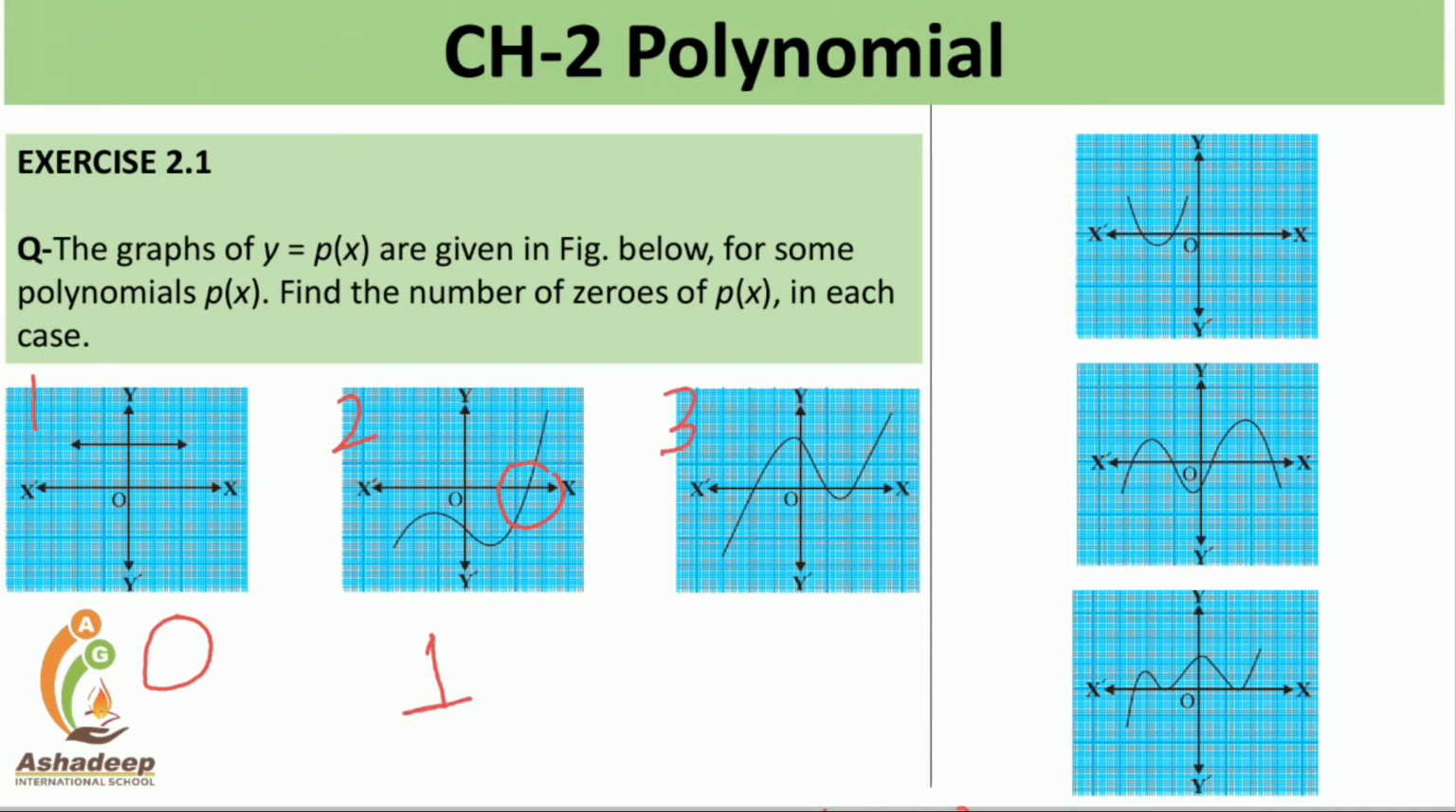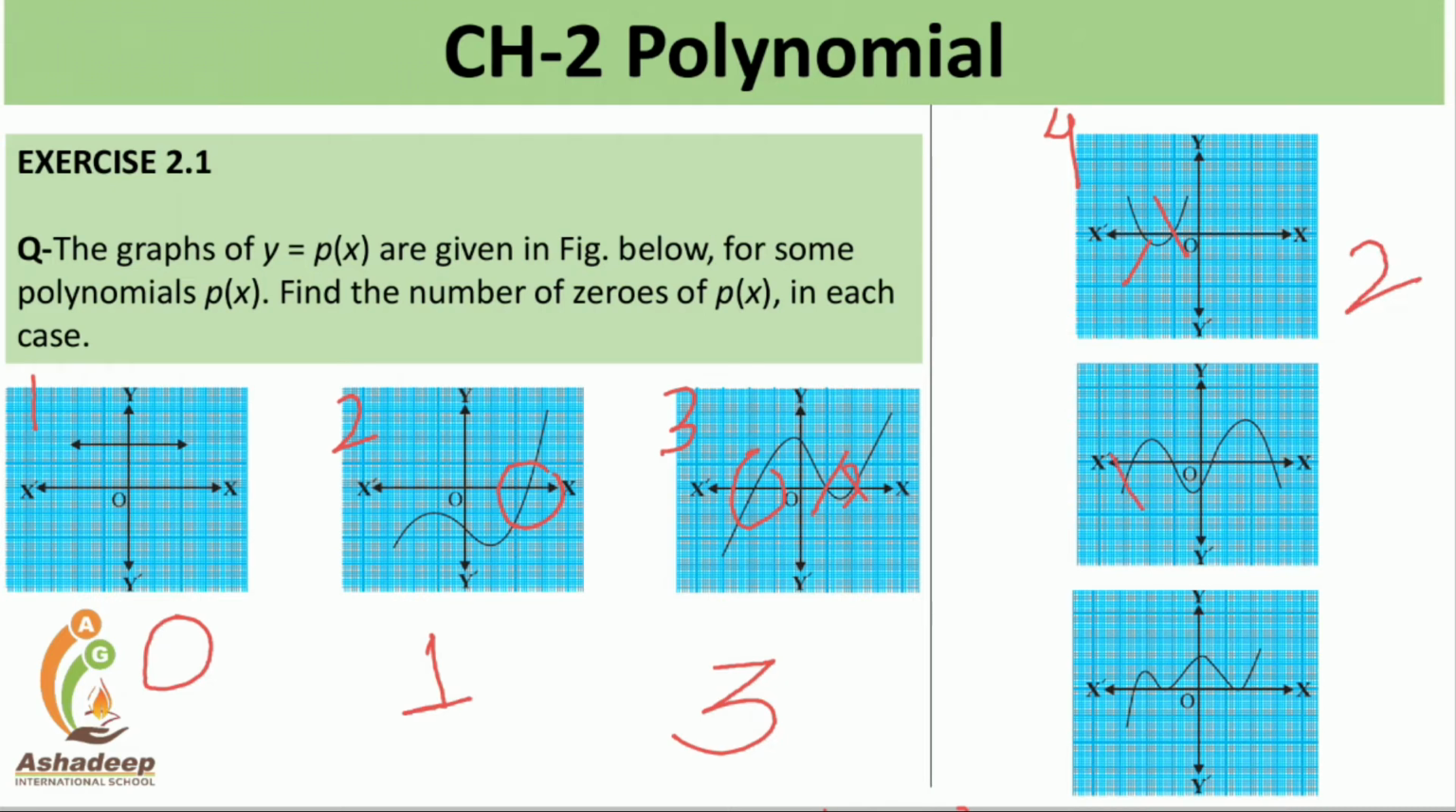Now let's talk about the third graph. So the number of zeros, it intersects the x-axis at how many points? 1, here 2, and here 3. So it touches the x-axis at how many points? 3 points. So the number of zeros is 3. Here in this graph, it touches the x-axis at 1 point and 2 points. So in the fourth question, the number of zeros is 2.